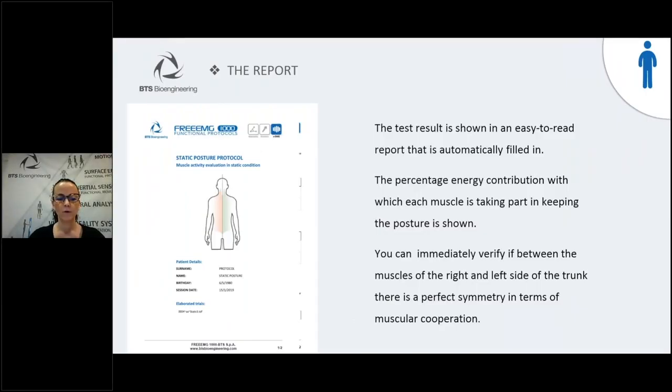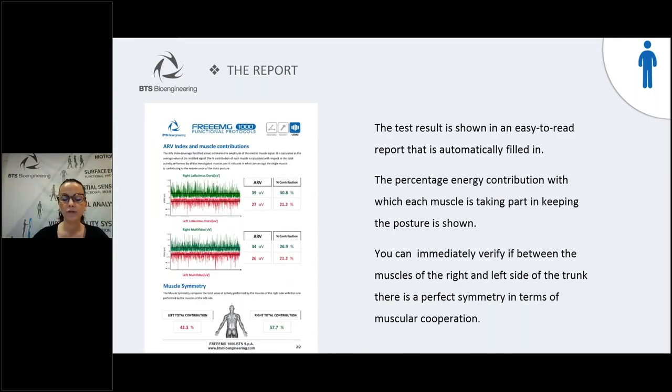Okay, once the test has been carried out, through a quick processing of the acquired data, the test result is shown in a final report that is automatically filled in and very easy to read. The instrumental examination returns indexes that quantify the percentage energy contribution with which each muscle is participating in the maintenance of the posture. And it is immediate to verify if between the muscles of the right and left side of the trunk there is a perfect symmetry in terms of muscular cooperation.